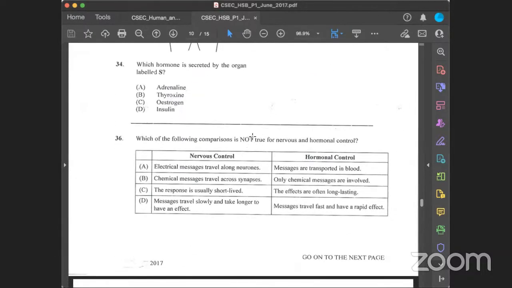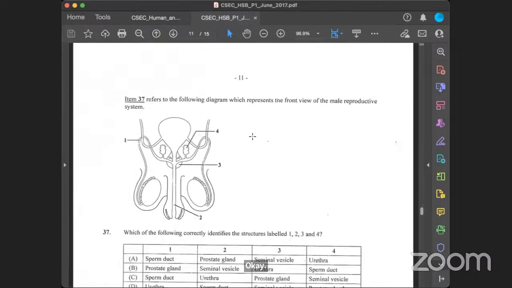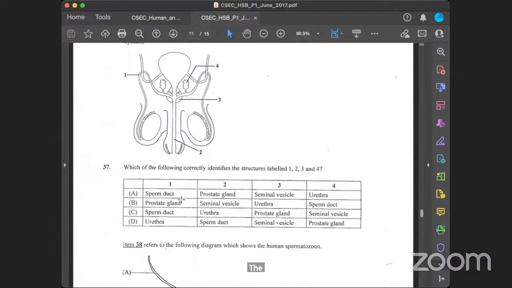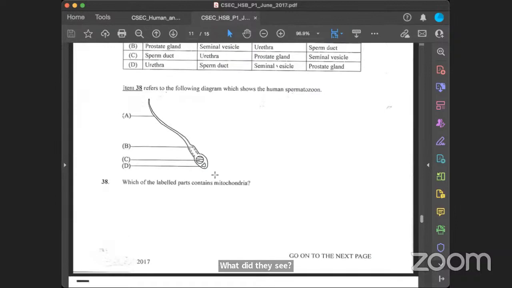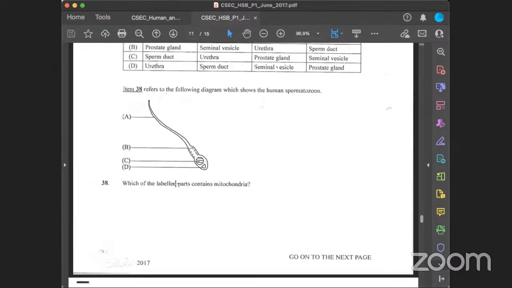Not true. Not true. D. D. And we did this just now. C. I trust him to give the answer correctly. Good. B. 38. B. Good. B is correct.